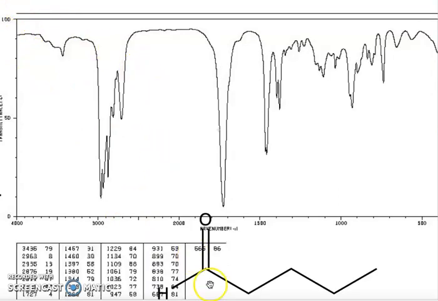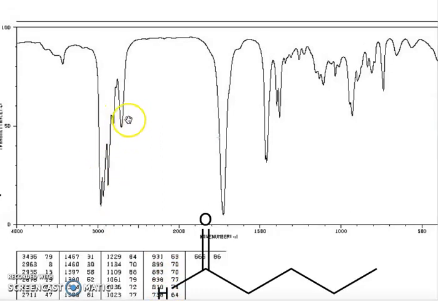This is the IR spectrum for pentanal. It's an aldehyde. You can see the C=O peak at about 1700, just above. What I want you to notice is aldehydes also have a peak for this hydrogen that's down around 2700. So they're the only thing that you're going to see that in, down around there.